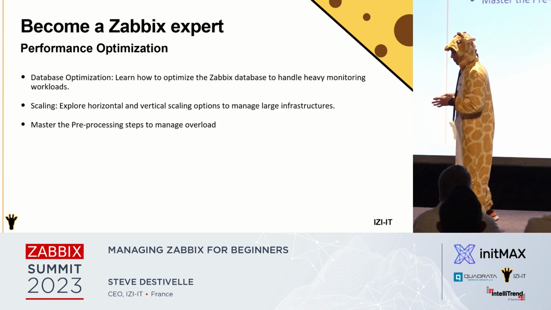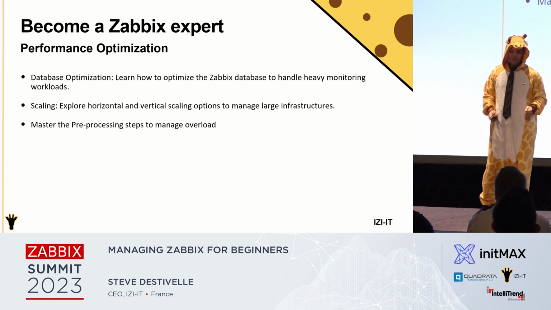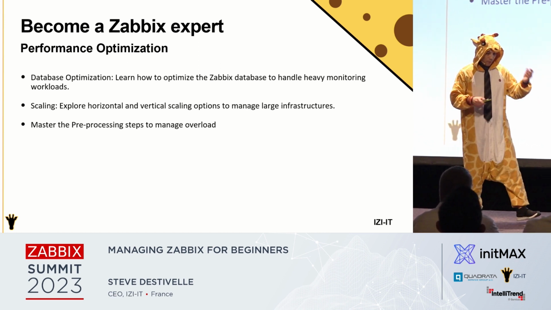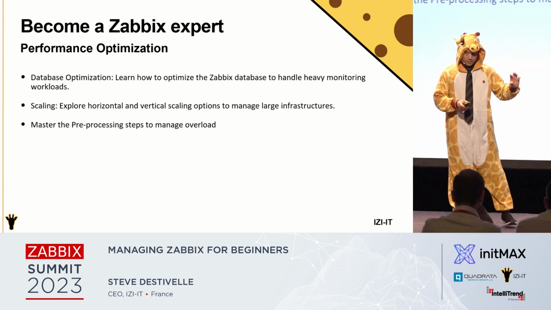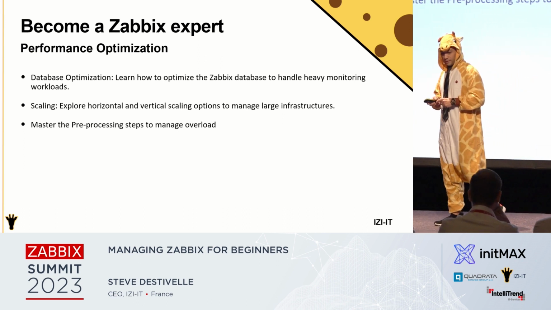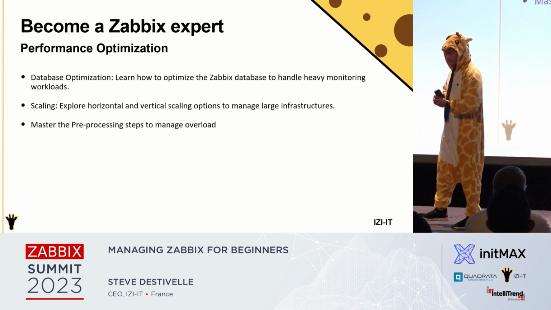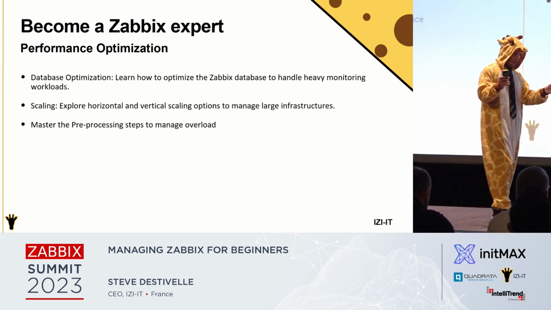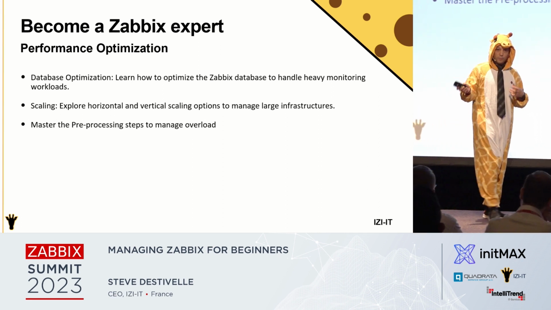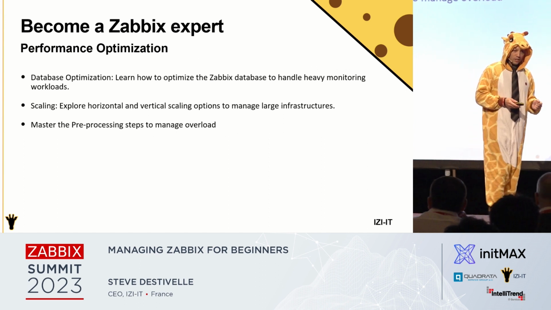Scaling, we are waiting for Zabbix 7.0 to have the vertical scaling because of the utilization of the pooler and the different process that Alexei showed us in the morning, and horizontally because of the proxy. If you use some proxy, you will be able to split the load on several proxies, okay? If you are monitoring a large infrastructure.